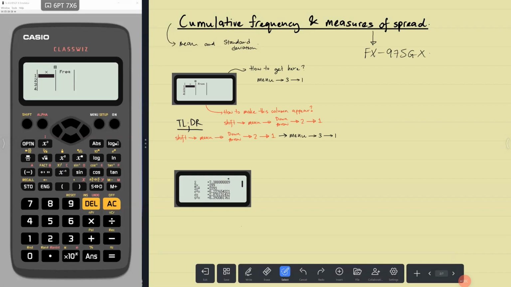Next, you need to be able to get to this screen because of all the information, all the calculation that you require later on. And how to get here? Well, you just press option and press number 3. Option is a button on the top left hand corner of your calculator. You can look for it there.